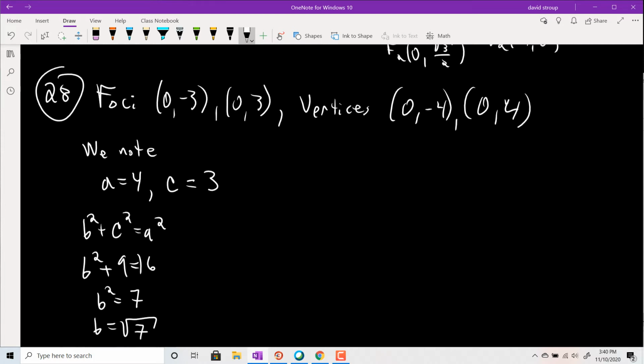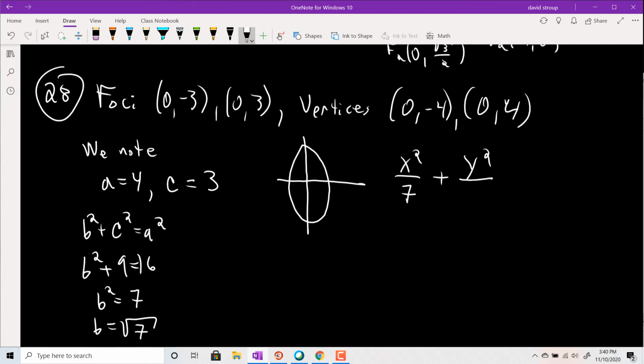So note the orientation, of course. In this orientation, the bigger number is going with the y, right? Because the major axis is on the y-axis. So x squared over b squared, which is square root 7 squared, which would be 7, plus y squared over a squared, which will be 16, equals 1. And that would be your answer.